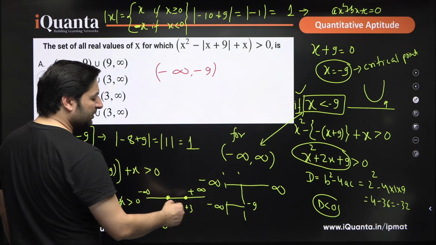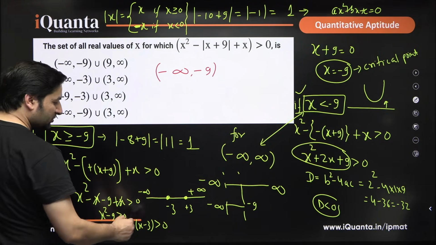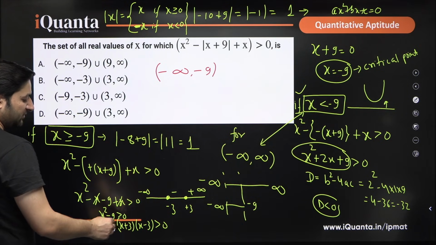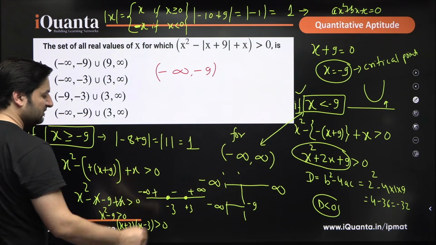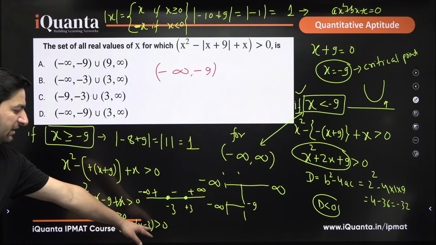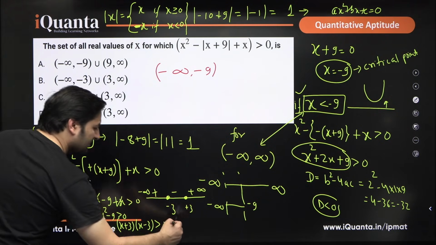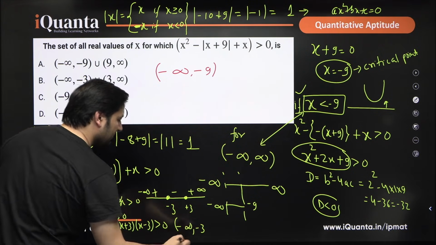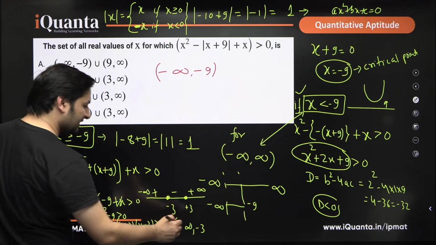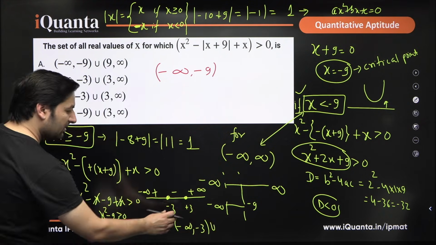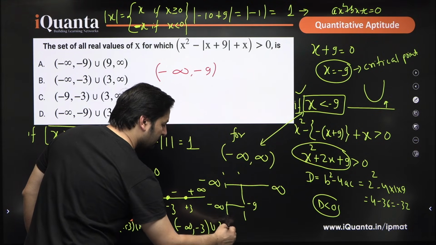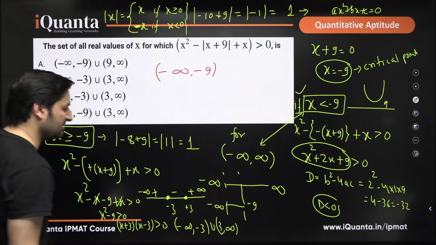If you put any value between minus 3 and 3, say 0, this is going to give me negative. Less than minus 3, if you put any value here, say minus 5, this is negative, this is negative, this is going to give me a positive. We want the greater than 0 part, so that is minus infinity to minus 3. I hope that is clear. Minus infinity to minus 3 and then union, because the solution lies in two ranges, 3 to infinity. I hope this is clear.